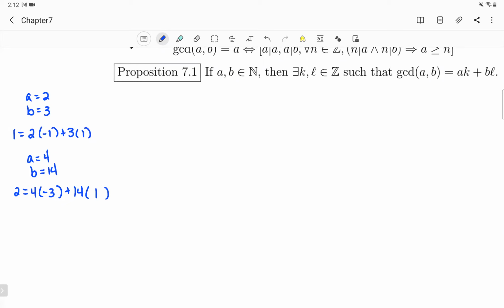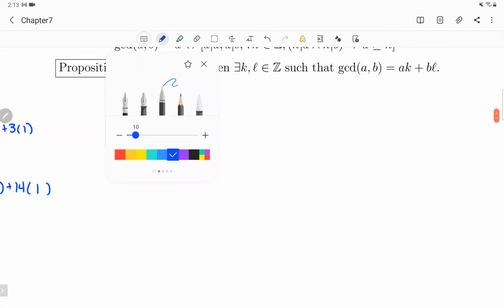Do you guys have a feel then for the statement of this proposition, what it's saying? I just mean this statement is saying that I can always find two integers where I can make this linear combination to get my GCD. I just wanted to do a few examples so we understood what it was wanting us to do. But examples do not a proof make, so we're going to have to do a little work for this one.